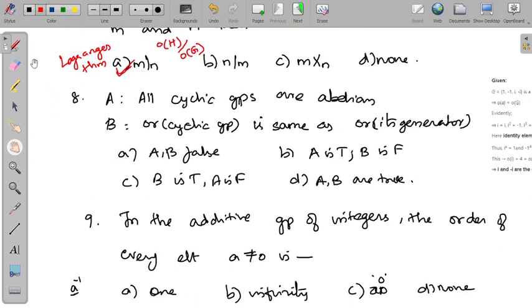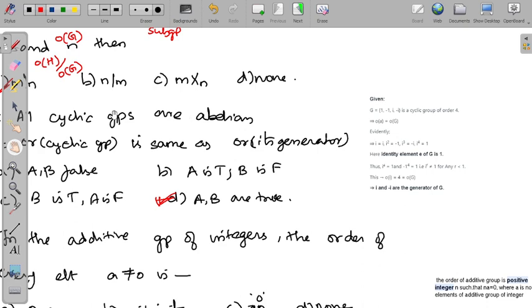Now the eighth one, all the cyclic groups are abelian and the order of the cyclic group is the same as the order of its generator. So which of the options are right? All the cyclic groups are abelian, that's right, and the order of a cyclic group is the same as the order of the generator. So A and B are true. You can see here that all cyclic groups are abelian is the result, and the order of the cyclic group is the same as the order of the generator.